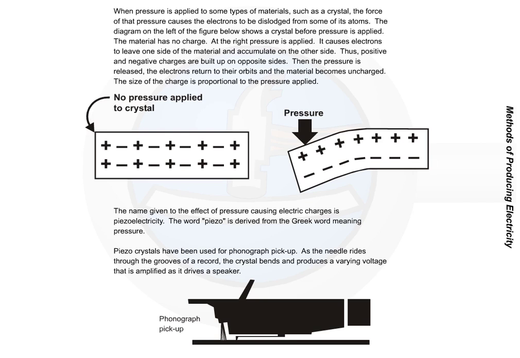Then the pressure is released. The electrons return to their orbits, and the material becomes uncharged. The size of the charge is proportional to the pressure applied. The name given to the effect of pressure causing electric charges is piezoelectricity. The word piezo is derived from the Greek word meaning pressure.